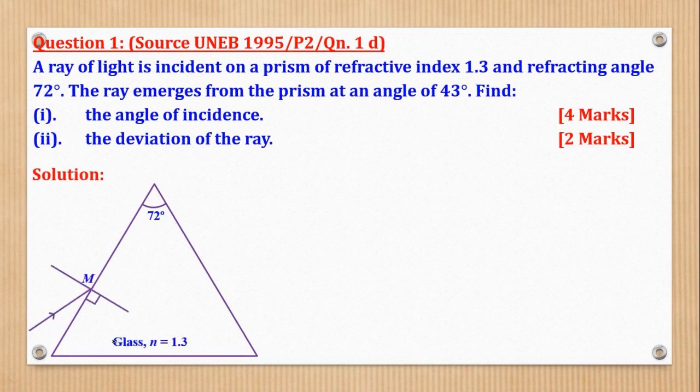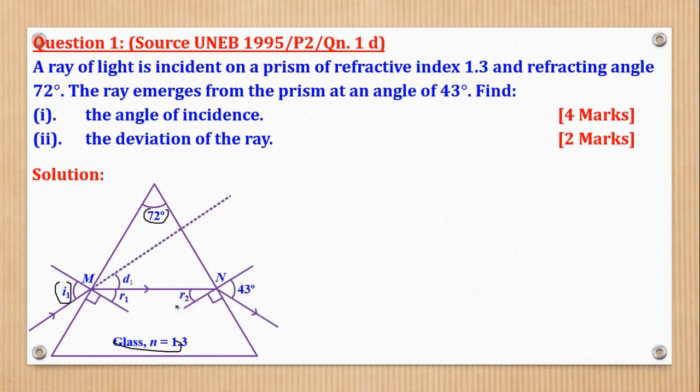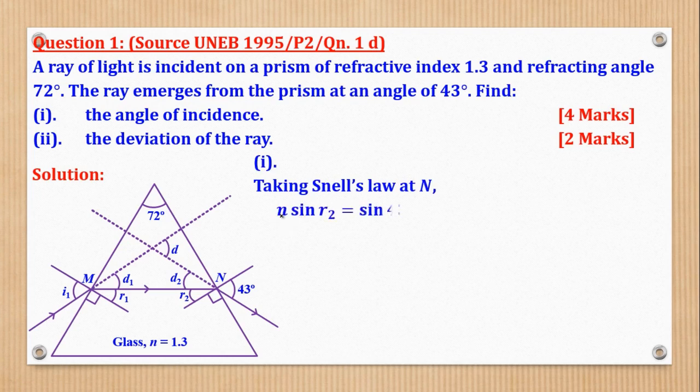So that is the prism, refractive index is 1.3, refracting angle is 72. This is the angle of incidence. We don't know it. But the angle of emergence is known. It is 43. So what they want is this angle I1. The good thing, we know this, and we know this. So you can first apply Snell's law at this point to get R2. So Snell's law at N, we shall come up with n sine R2 is equal to sine 43, because the refractive index of air is equal to 1. I think you remember that in the previous video. So with that, I can substitute for n and that, and then get the value of R2.